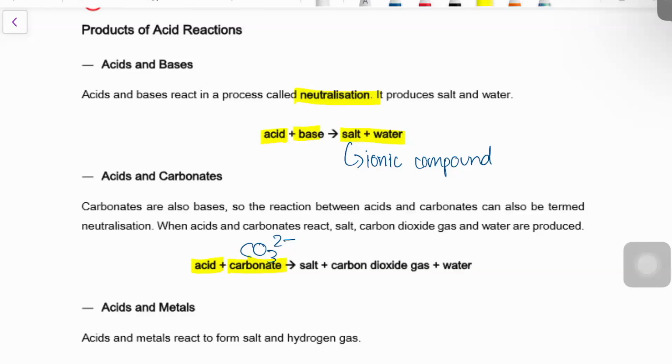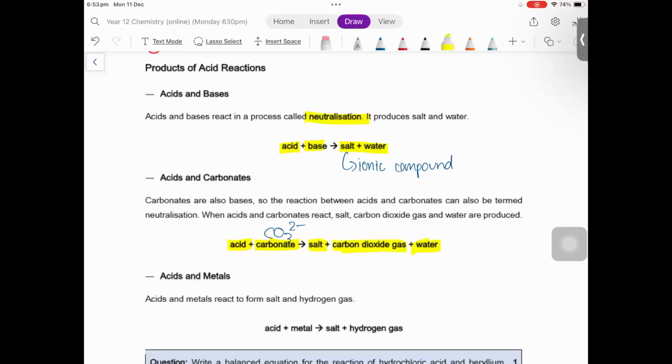So if it's an acid plus a CO3, it also forms salt, it also forms water, but it also forms carbon dioxide gas as well. Lastly, if it's an acid with a pure metal, acid plus metal also turns into a salt, once again an ionic compound, and then it forms hydrogen gas.